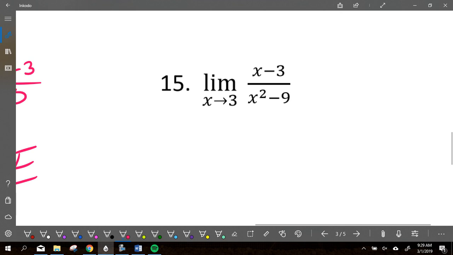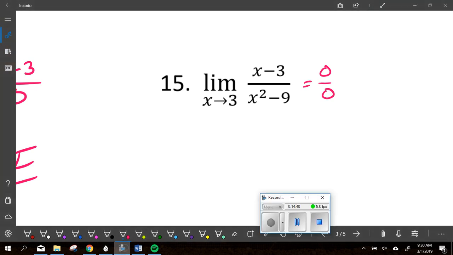If I do it on number 15, find what we get here. We plug in 3. On bottom, I get 0. On top, I get 0. So what's my limit going to be? You have to find it. I'm not done. It's not does not exist. It's 0 over 0. If it's 0 over 0, that means there's a hole. Factor. Cancel. Plug back in.